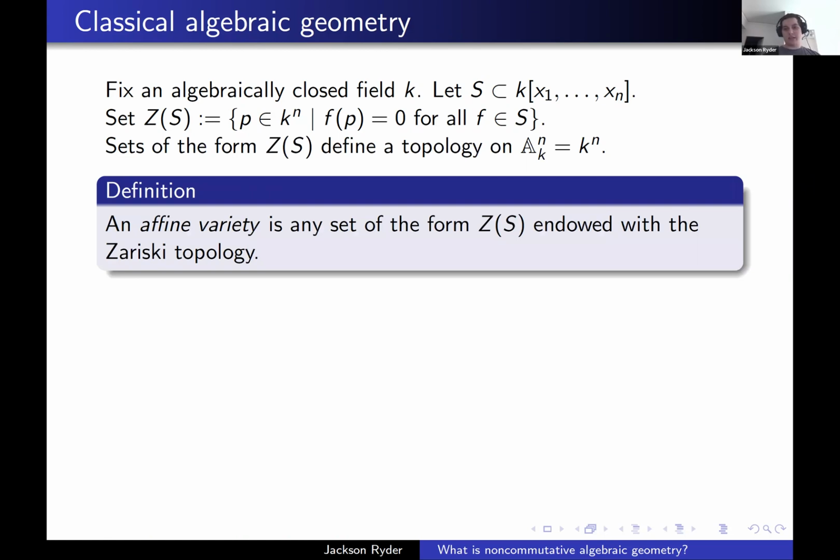This is what an affine variety is, essentially. It's just any set of this form, some zero locus of some polynomials, which we put the Zariski topology on, which is the topology we just defined, and we give it the subspace topology when it's sitting inside affine n-space.